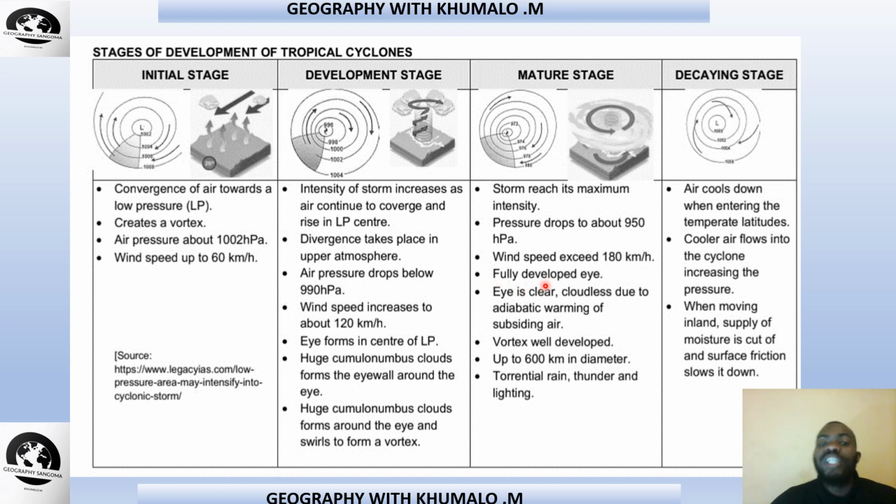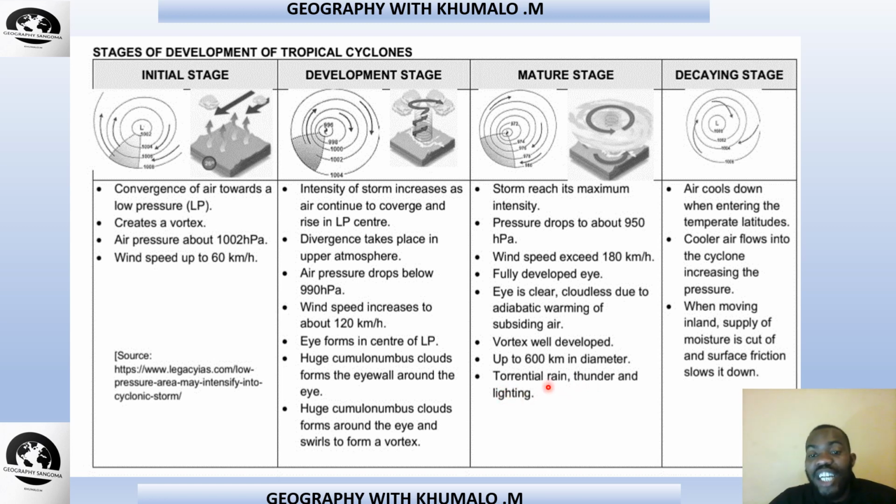Then the eye in the mature stage is fully developed. So it starts to develop in the development stage, but now in the mature stage, our eye is fully developed. The eye is clear, it's cloudless, due to adiabatic warming of the subsiding air. Then the vortex is well developed, up to 600 kilometers in diameter. You can see how big this tropical cyclone becomes in the mature stage, because we expect to see this tropical cyclone becoming bigger and bigger.